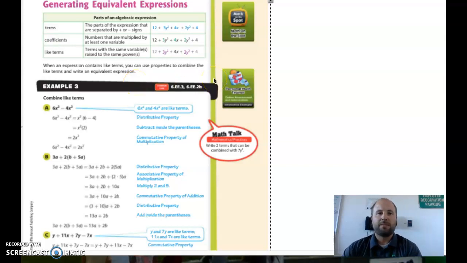On Monday, we spent some time talking about combining like terms. For some of us, it's coming naturally. We're getting it. For others, we're having a hard time. So we're going to spend the next couple of days, to be honest, working on combining like terms.